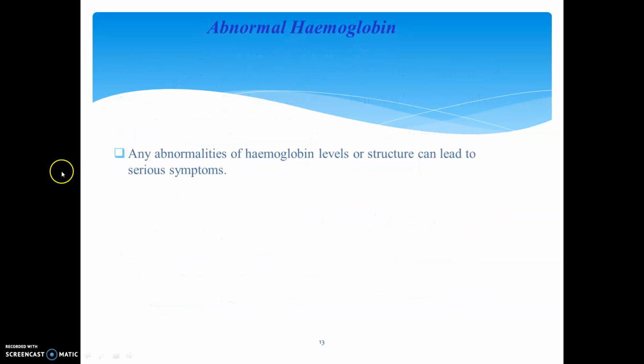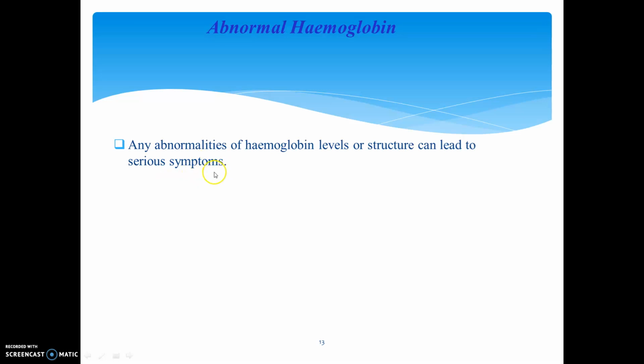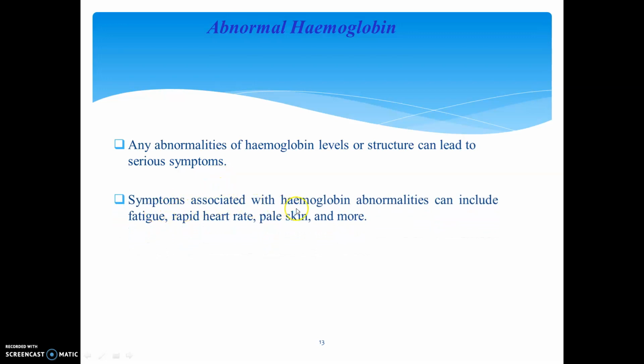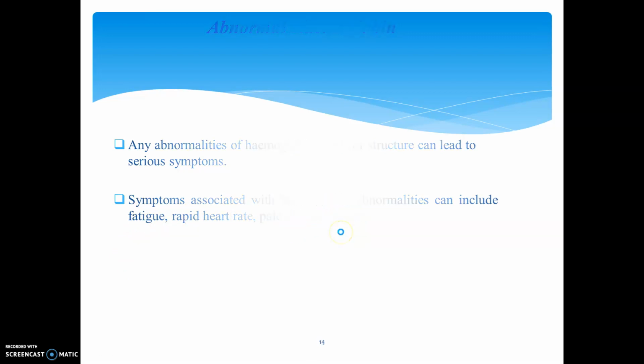Abnormal hemoglobin. Any abnormalities of hemoglobin levels or structure can lead to serious symptoms. Symptoms associated with hemoglobin abnormalities can include fatigue, a rapid heart rate, pale skin, and more.